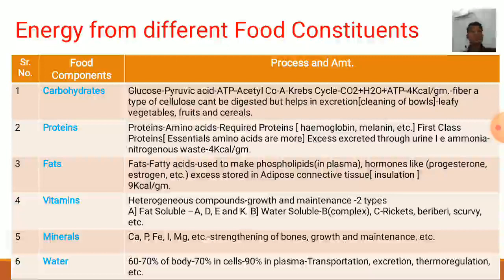Then the last food component, water. There is about 65 to 70% water in our body. Each cell contains 70% water by weight. Blood plasma also contains 90% water. Functioning of cells and thereby the whole body is disturbed even if there is a little loss of water from the body. Hence, water is an essential nutrient.